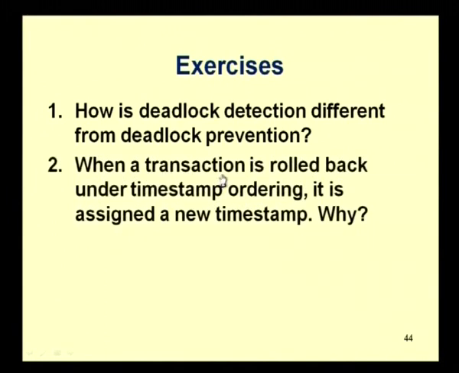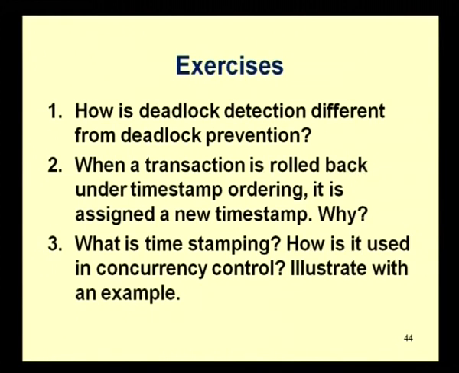When a transaction is rolled back under timestamp ordering, it is assigned a new timestamp. Why is it assigned a new timestamp? It is assigned a new timestamp because the transaction which was done before is all forgotten, everything is rolled back and you are starting the transaction newly. So, now the timestamp associated with this transaction is the time at which it starts newly. So, that is why that happens.